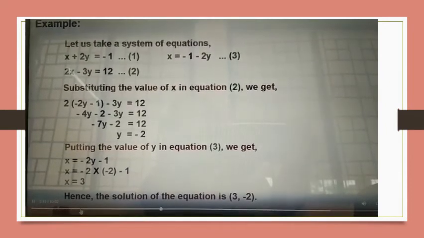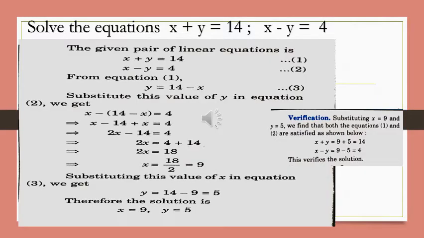Hence, the solution of the equation is 3, minus 2. Let's solve one more equation. See here, x plus y equals 14 and x minus y equals 4. These are the two equations, so we will write them as equation 1 and equation 2.